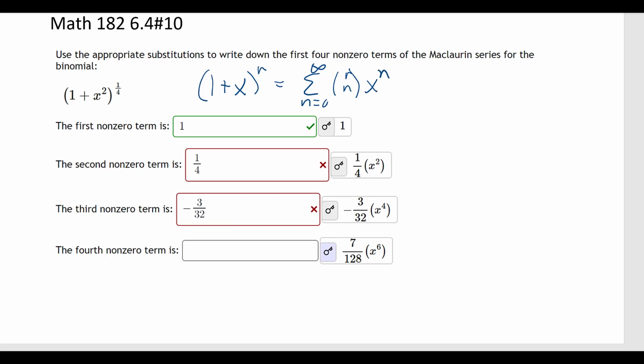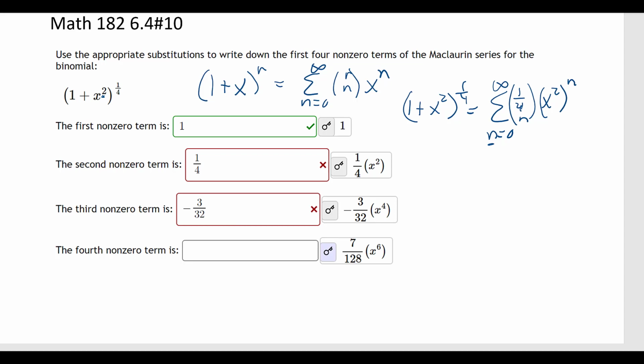Now in our case we have a power with the x, so it's going to be (1 plus x squared) to the 1/4. So our summation will be n goes from 0 to infinity of 1/4 choose n, so n's determined by which one we're on here, times x squared to the n.